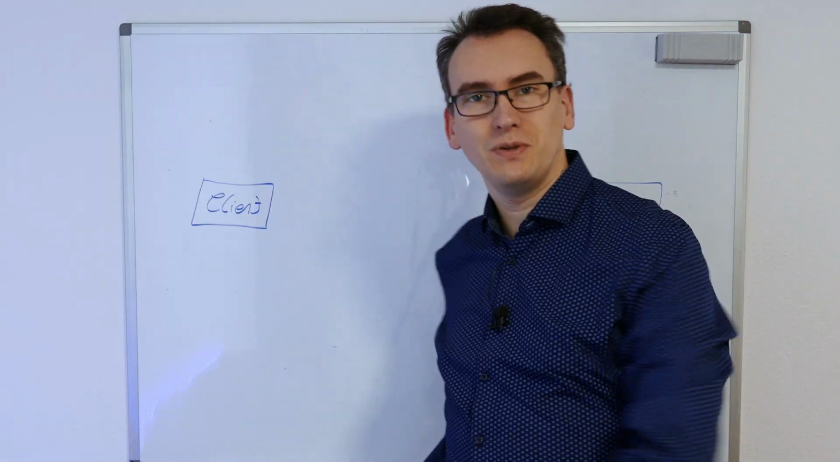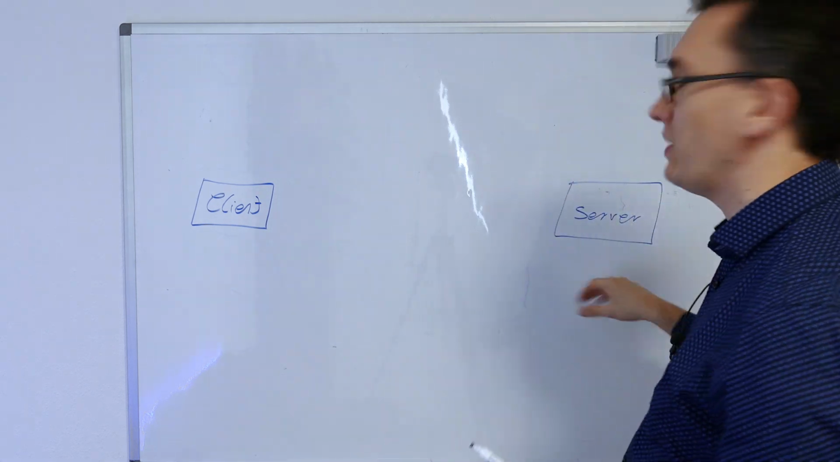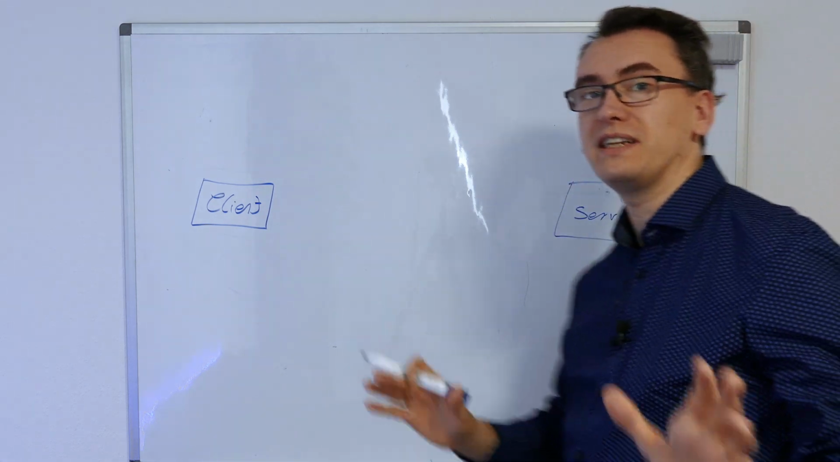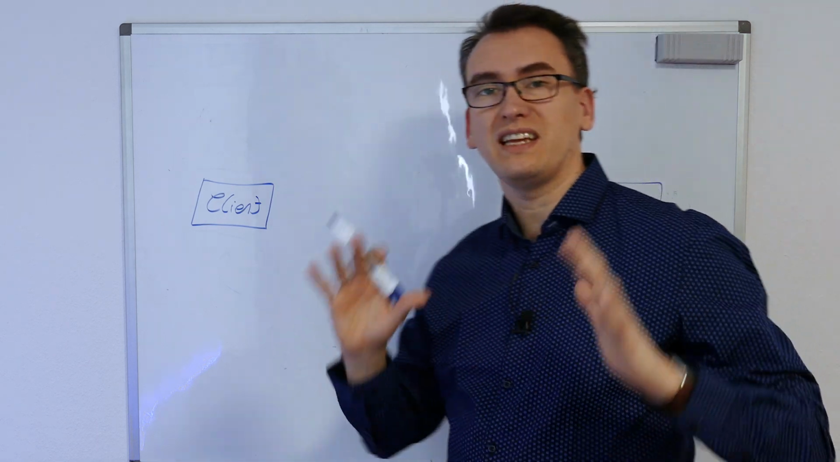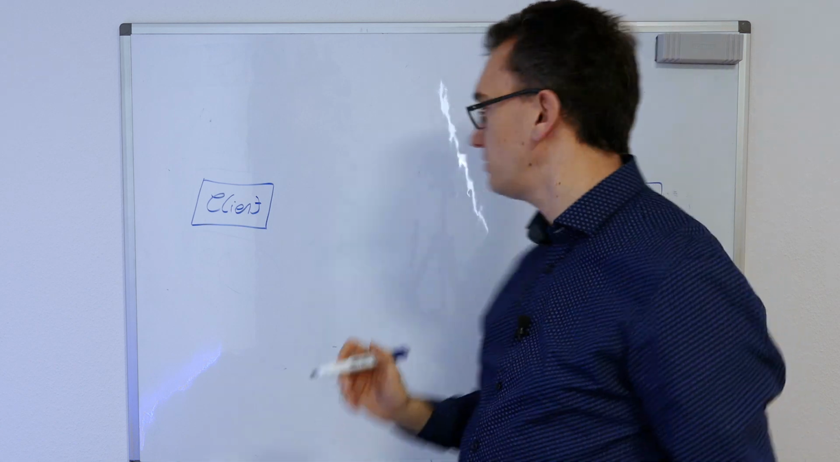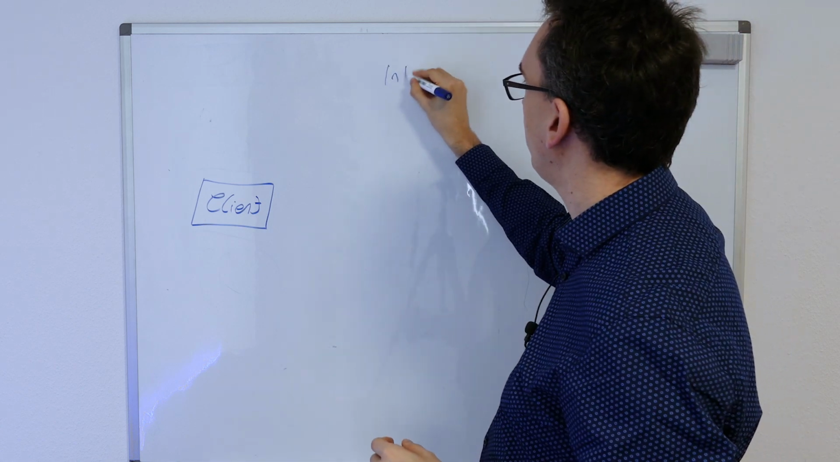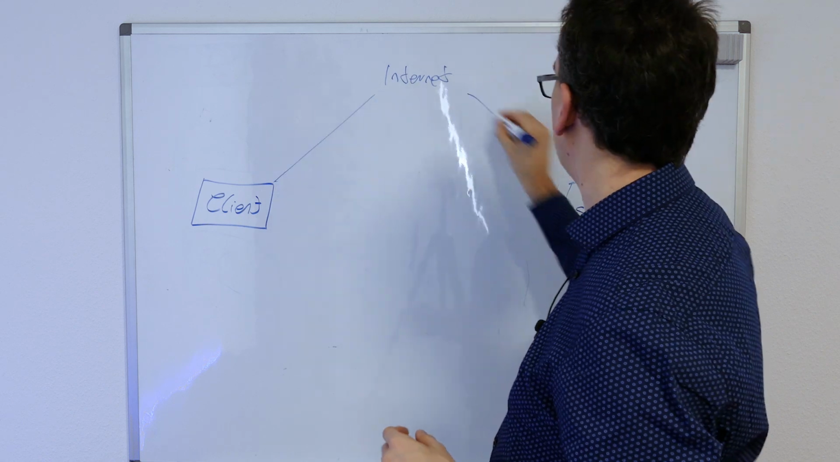Alright, welcome to the whiteboard again. So on the one side we have a client and on the other side we have a server. We know that both of them can communicate with HTTP. That is very important. And now we want that they both have the possibility to communicate via the internet, right? So we have the internet in general above everything. And these two are connected directly to the internet.